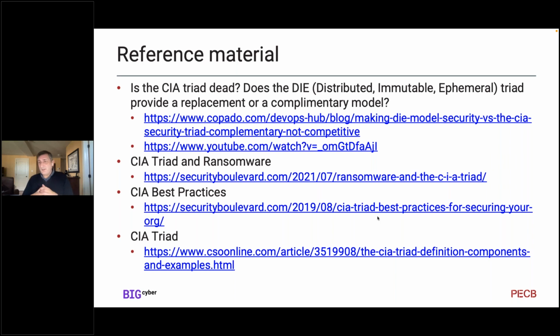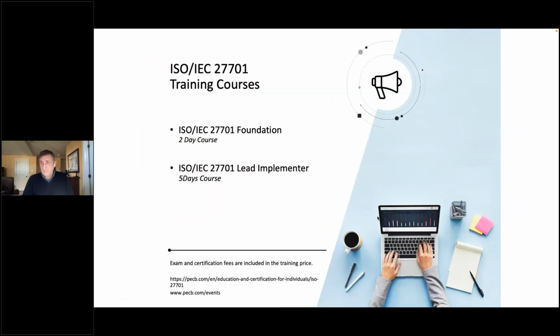And then a description of the CIA Triad from CSO Online. CSO Online is a good general read. It's quick read content, but it's interesting stuff. If you need a quick read for your executive level on the CIA Triad, you can get some good tips from those types of articles from CSO Online. Okay, that concludes the core of my presentation.